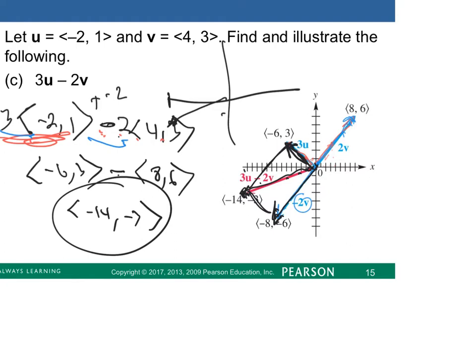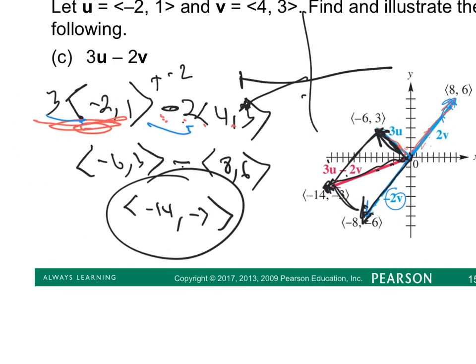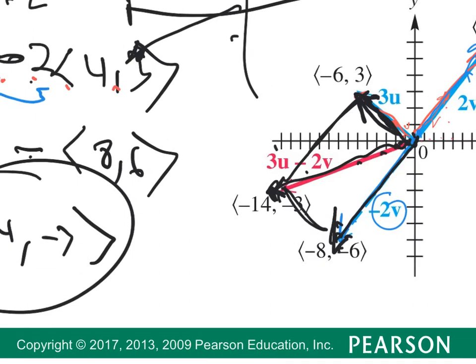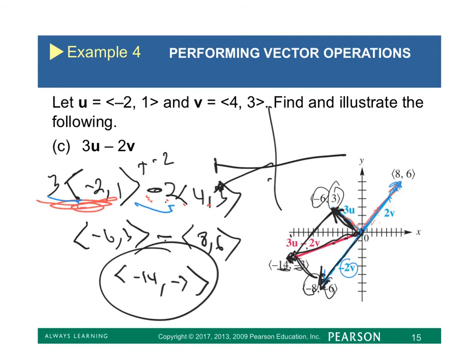And how would I find that vector? Well, we found it by, in this case, adding the horizontal components to get a negative 14, adding the vertical components to get a negative 3. Isn't that cool? Don't all get excited at once. Of course, we haven't found the magnitude, though. I haven't found the magnitude of 3u minus 2v.